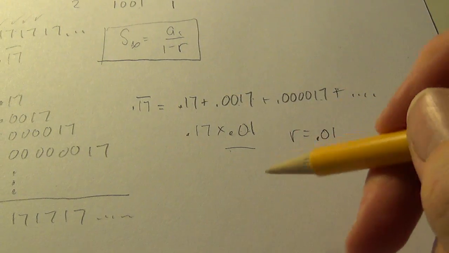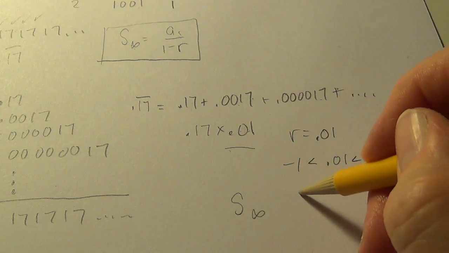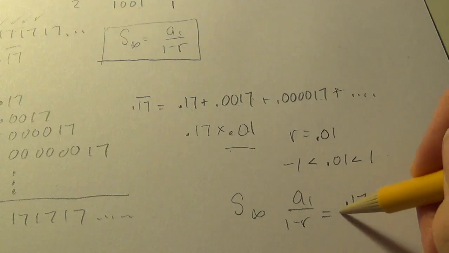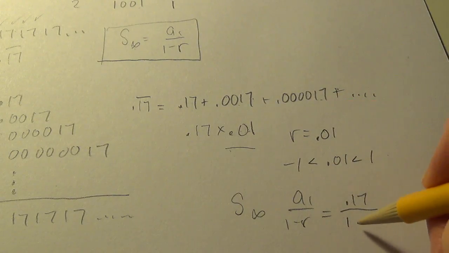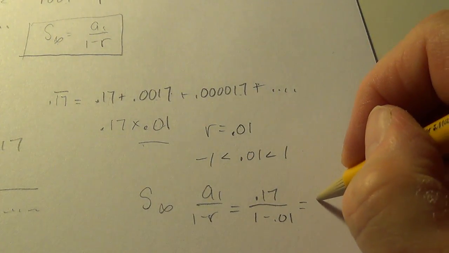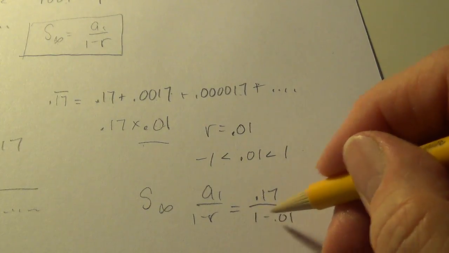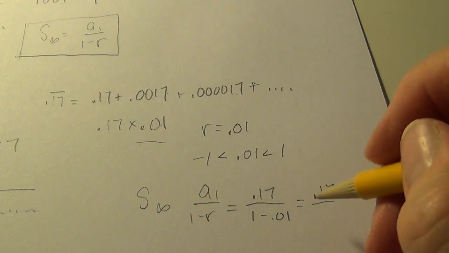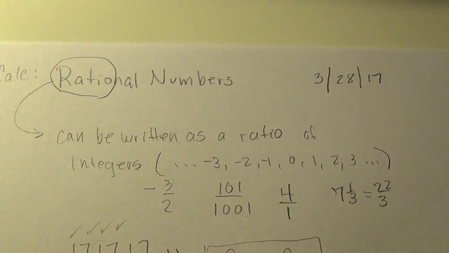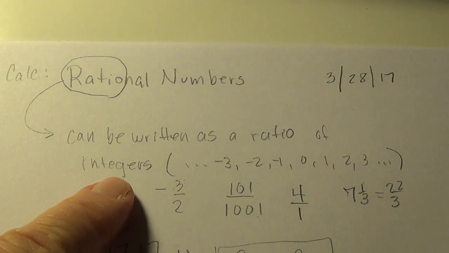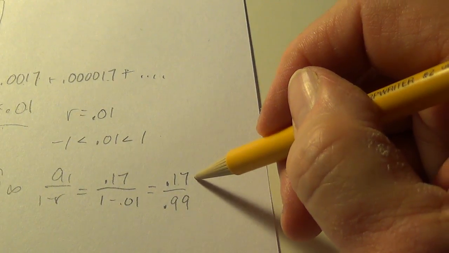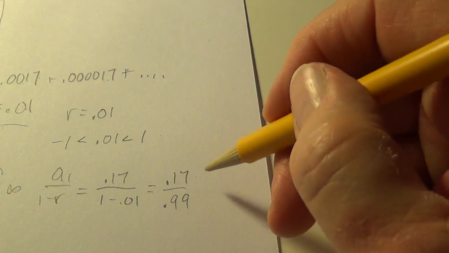It is an infinite series, so we can use this formula. The first term is 0.17, and the common ratio is 0.01. So what's 0.17 over 1 minus 0.01, which is 0.99. So you would think I was done, except this definition says it has to be a ratio of integers. So these are not integers, these are decimals. So what can I do to this to create a ratio of integers?